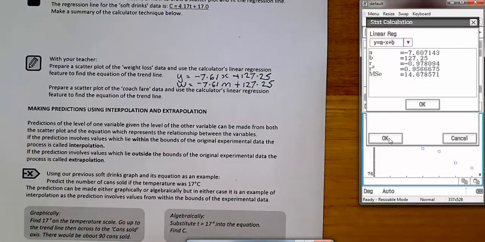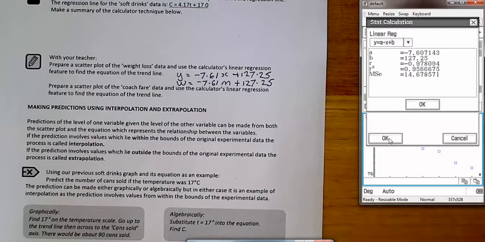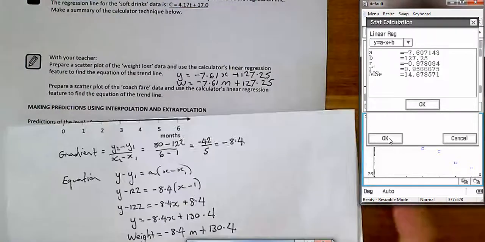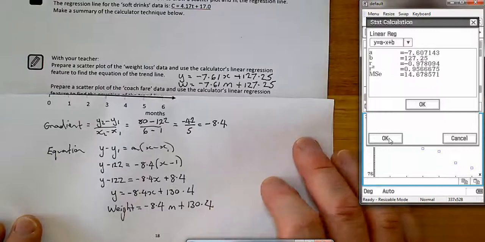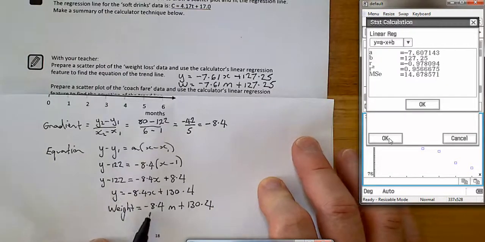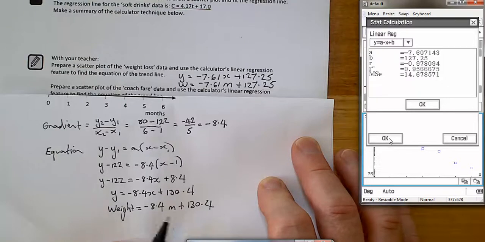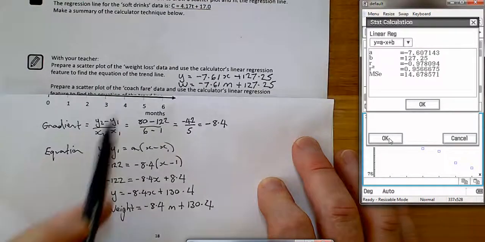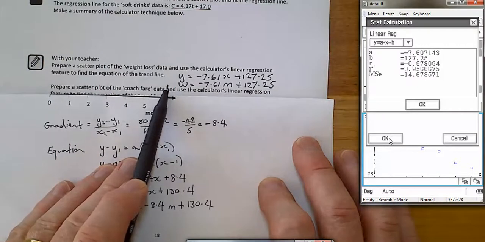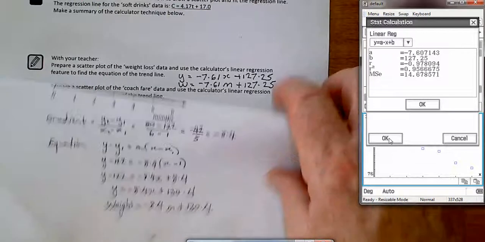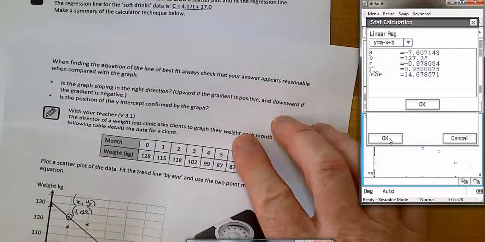Notice that that is marginally different from that which we calculated. I'll just bring back our calculations that we did for the weight loss data. And this is what we got before. We got weight equals negative 8.4 times the number of months plus 130. Now, we've got very similar results, not exactly the same. I would tend to say that this regression technique is a little bit more accurate than what we did when we were trying to fit the line of best fit by eye.